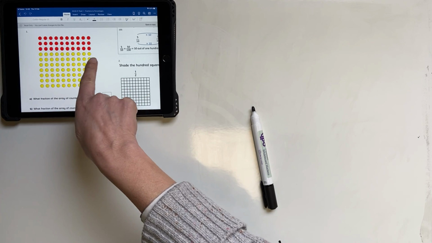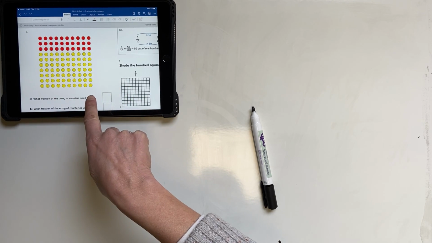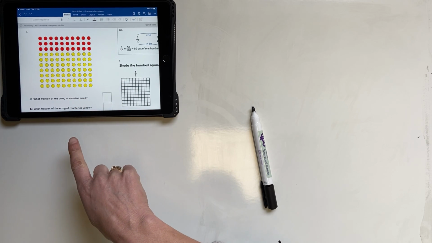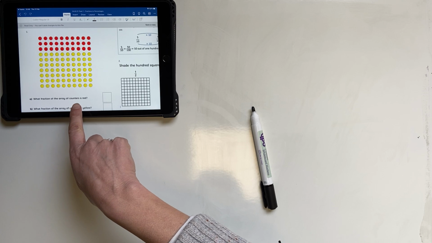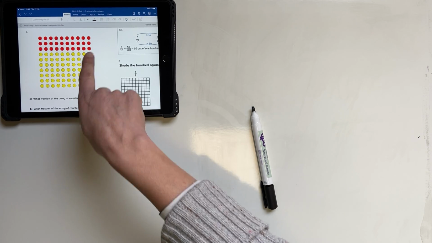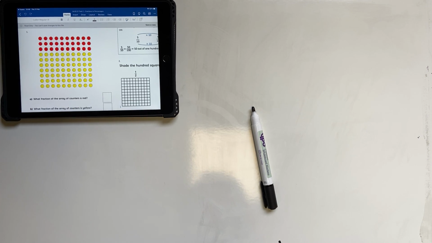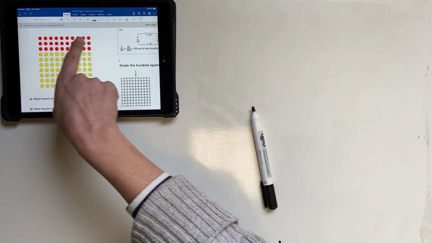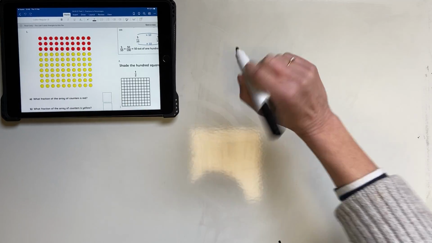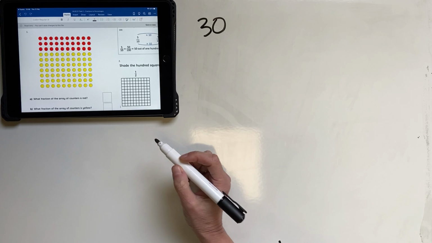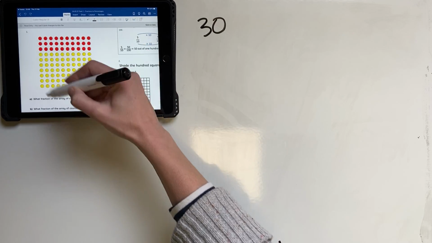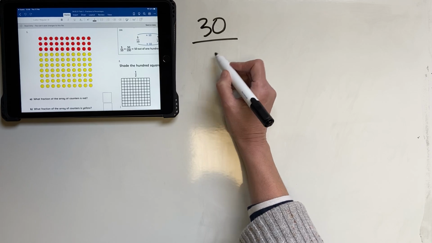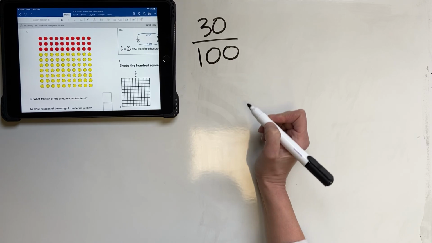So here on task 1 we have 100 counters. The question is, what fraction of the array of counters is red? So how many red counters have we got there? We have got 10, 20, 30. So we've got 30 out of how many altogether? So there are 100 counters there, so we've got 30 out of 100.